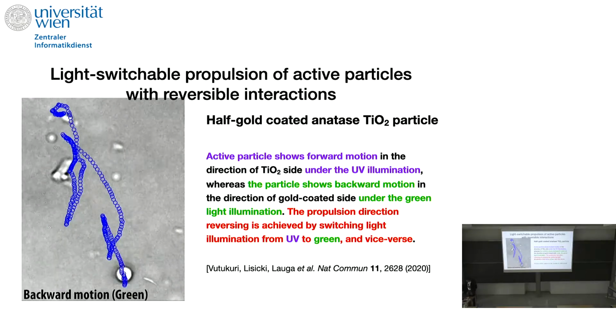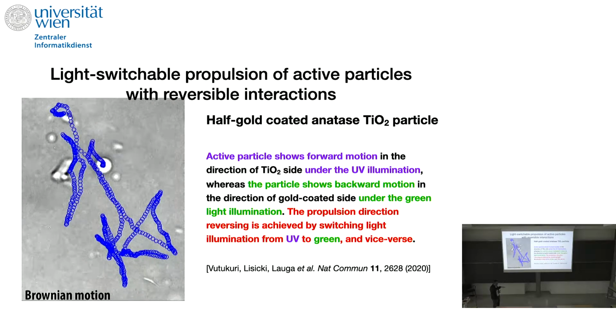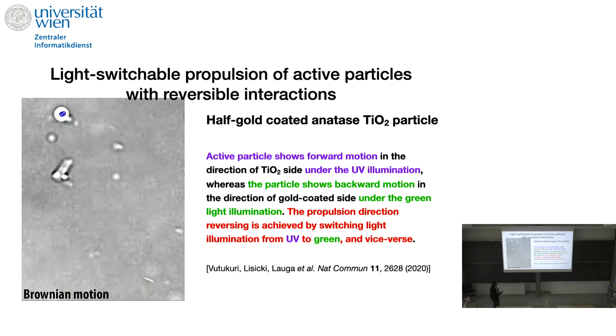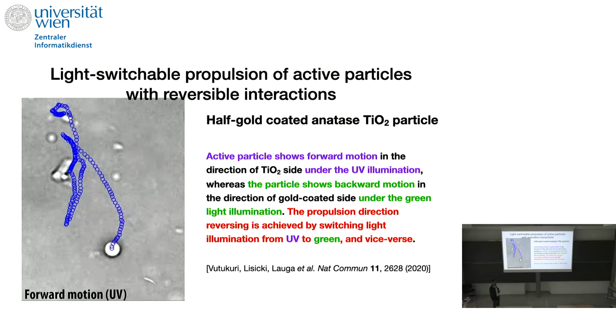So to model all this, these are the particles. You have this titanium dioxide, and one side is coated with this thing. Then you shine a light on the particle, and if you shine this UV light, it moves in the forward motion, and then if you shine this green light, it moves in the other direction, basically.